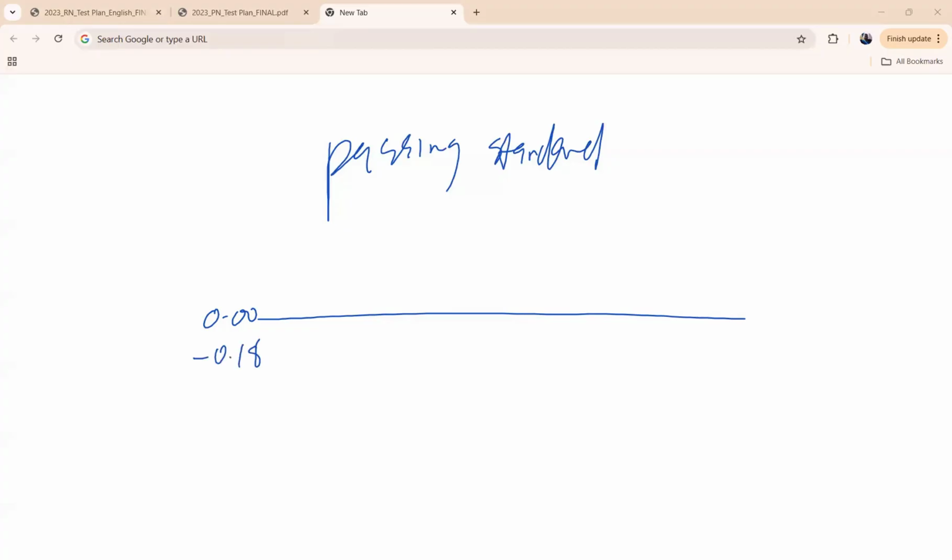So when you are answering your question, right, you need to be what? Above the passing standard. So anywhere here is what? Above. Anything closer to this area is what NCLEX call near, and anything less than this is what we call below.